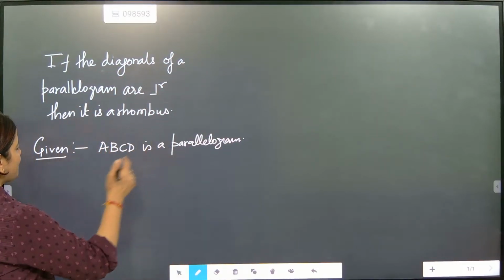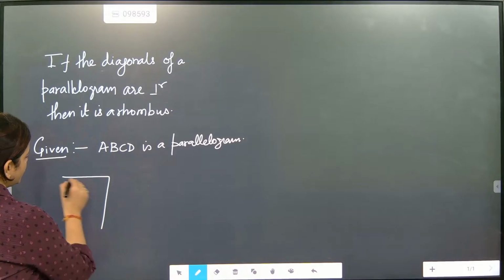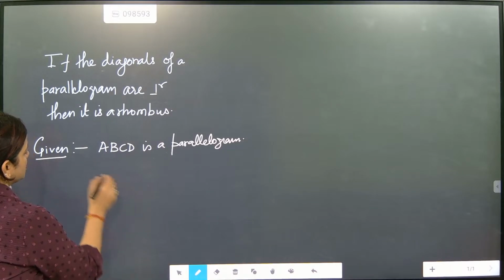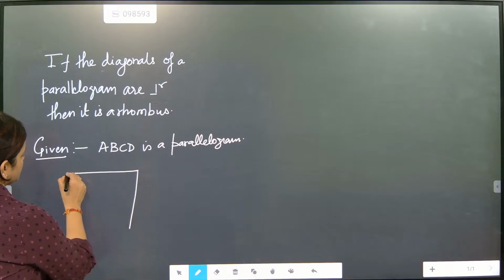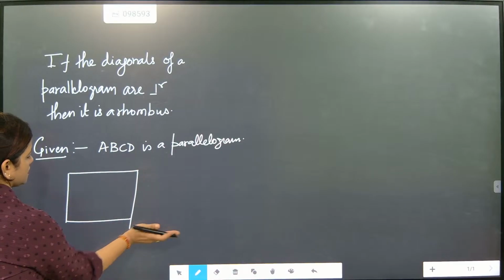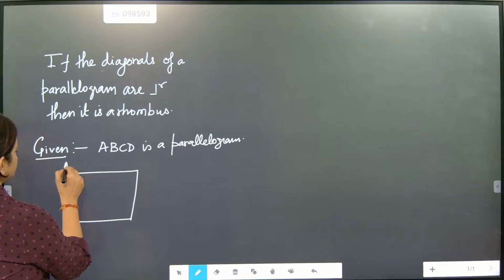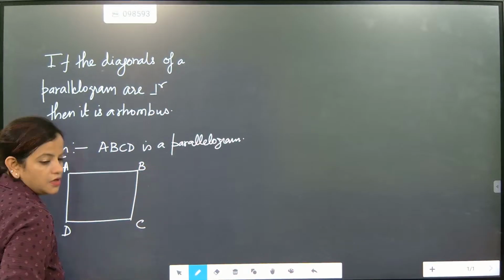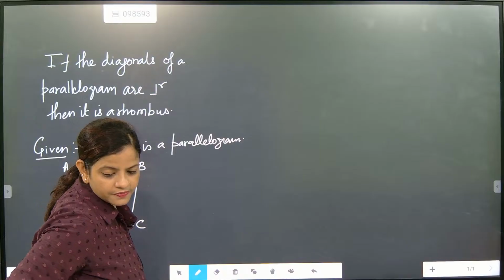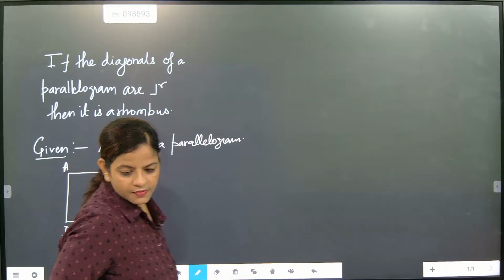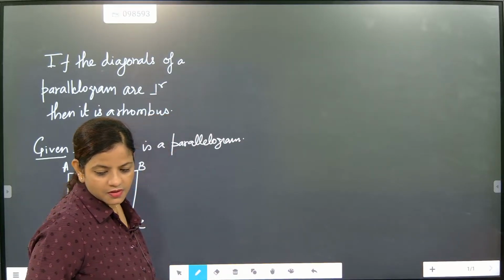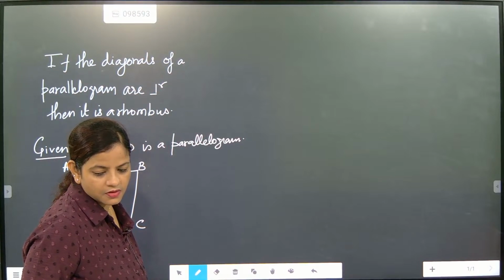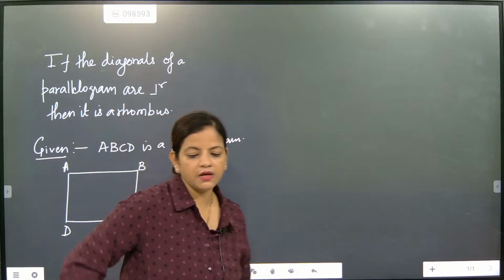So ABCD is a parallelogram. We will go for it. Okay, okay. No problem, Aru.